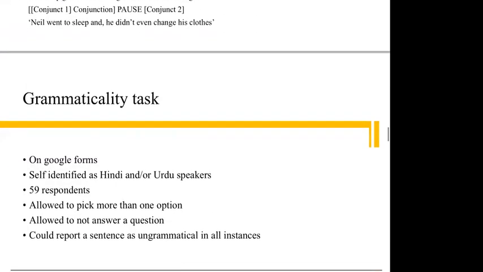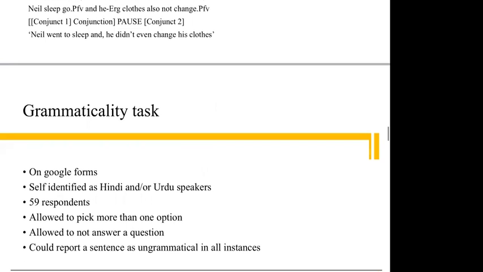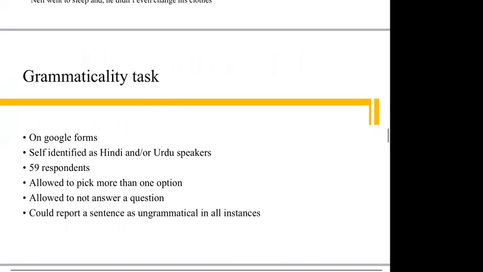Okay, so basically, this started with me reading about closest conjunct agreement, and it was from Bhatt and Walkow. And can you explain extraposition? Okay.